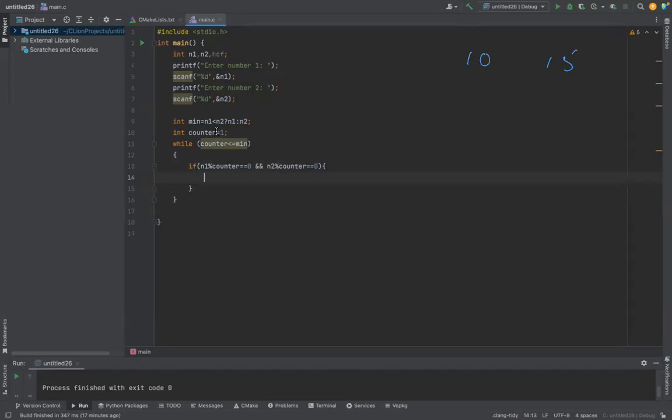Okay, that means initially it is 1. You know 10 can be divided by 1. Yes, 15 can be divided by 1. Therefore, it is a common factor. Okay, initially we can think that the common factor is the highest common factor. Okay, then highest common factor is the counter variable.